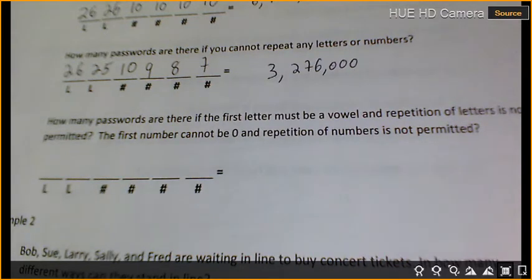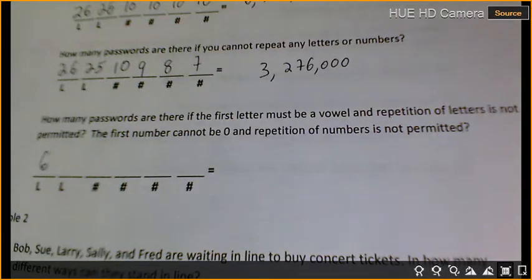All right. Let's do the next one. Okay, you ready? How many passwords are there if the first letter must be a vowel and repetition of letters is not permitted? Okay, so first we have to talk about what vowels are. A-E-I-O-U. And sometimes Y. So how many is that? 6. So there are 6 possibilities for the first one because it's got to be a vowel. If you got this on a test and you didn't know what vowels were, I would tell you.